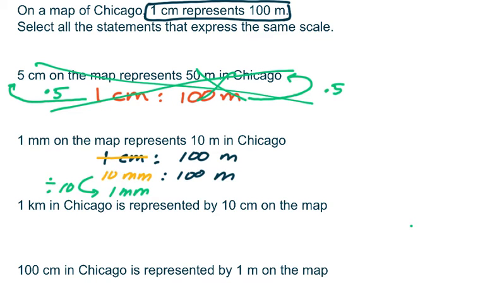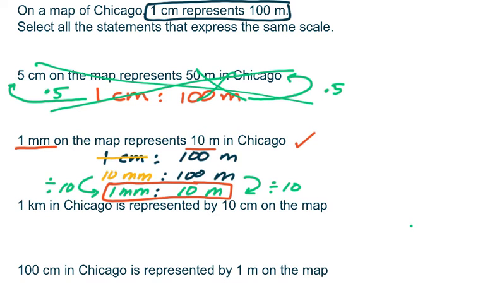I was pretty confident about that. And I also realized that I could divide by 10 over here, and 100 meters divided by 10 gave me 10 meters. And we'll notice that is one of our options here, right? It says 1 millimeter on the map represents 10 meters in Chicago, in the real world. So this one is true. Let's look at the next one.